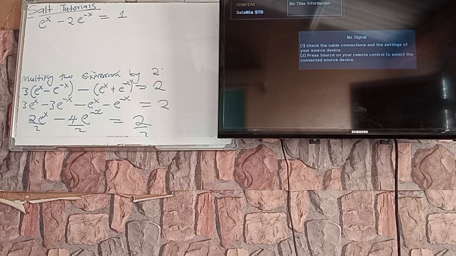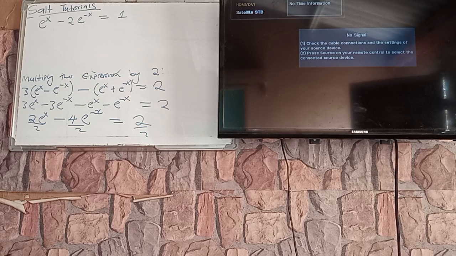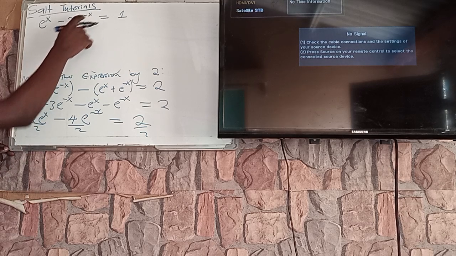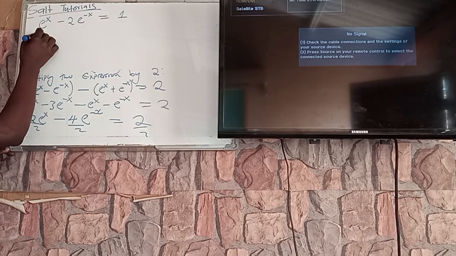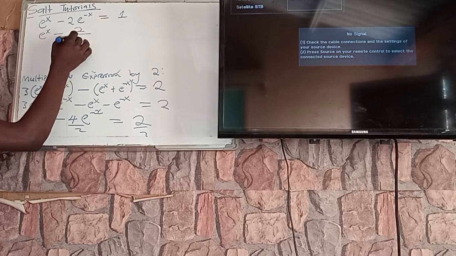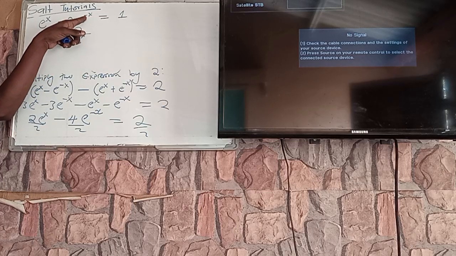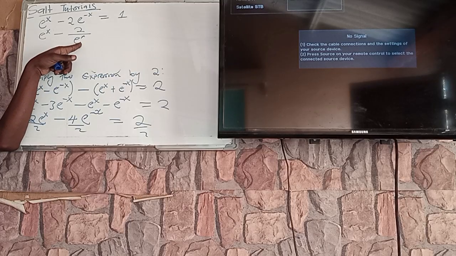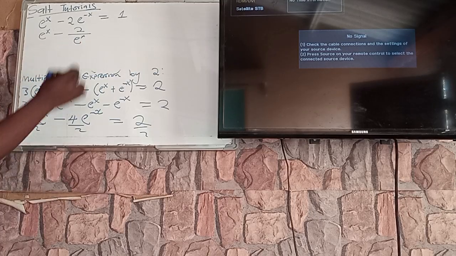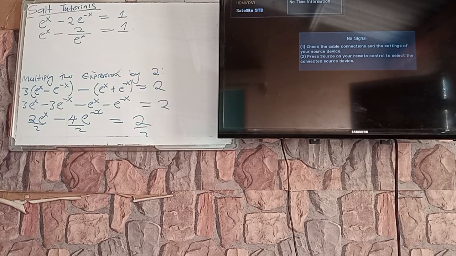We are okay? So at this particular stage, what can happen? You can now tell yourself to say, okay, let me say this e^x can be written as e^x minus 2 over e^x. According to exponential functions, if the power is negative, it can be taken to the denominator, isn't it? So now this is going to be equal to 1 in that manner.